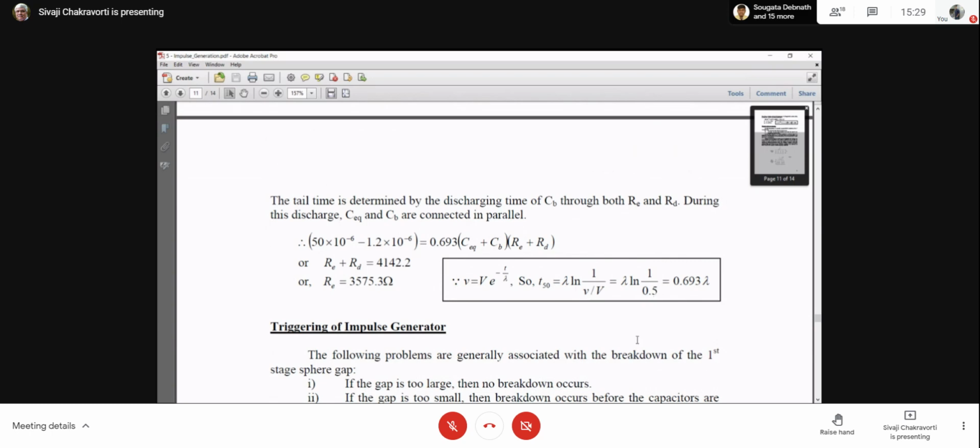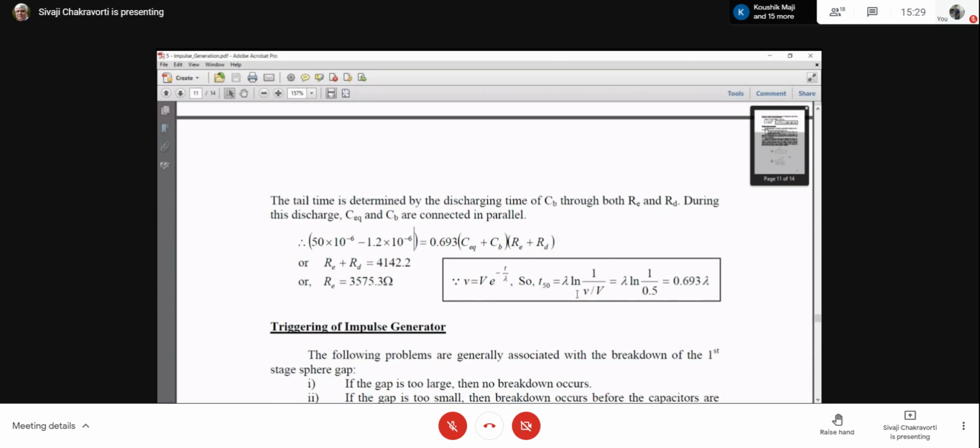But this T50 is not the tail time, because v is equal to V to the power minus t by lambda, and this t is always calculated from the peak value. The peak value occurs at 1.1 microsecond. But the 50 microsecond tail time is always computed from the virtual zero. So what do we do? We take 50 microsecond minus the wavefront time. That becomes the time from the peak of the wave. So we put that as the T50, that is from the peak, not from the virtual zero.